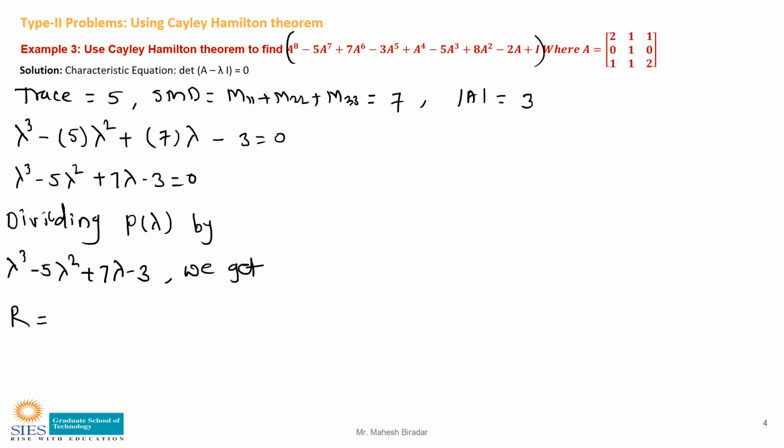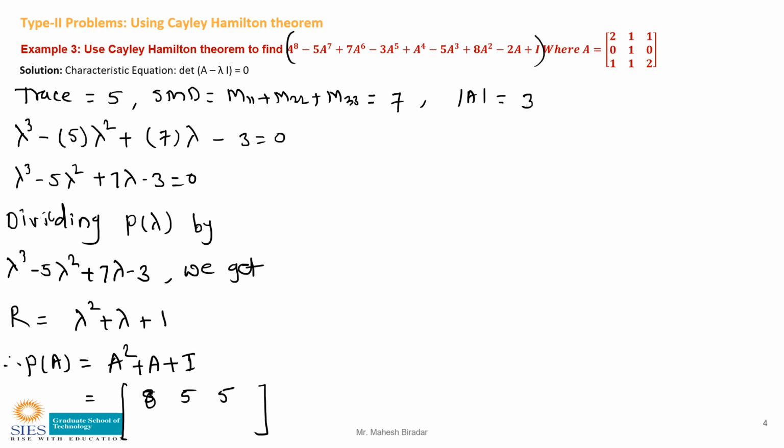So here the remainder is very simple, which is lambda square plus lambda plus 1, and finally the polynomial in A represents A square plus A plus I. So we have to find A square because we know A, then A square plus A plus I represents here 8 5 5, 0 3 0 and 5 5 8. Okay, now let me explain how to find this remainder part.